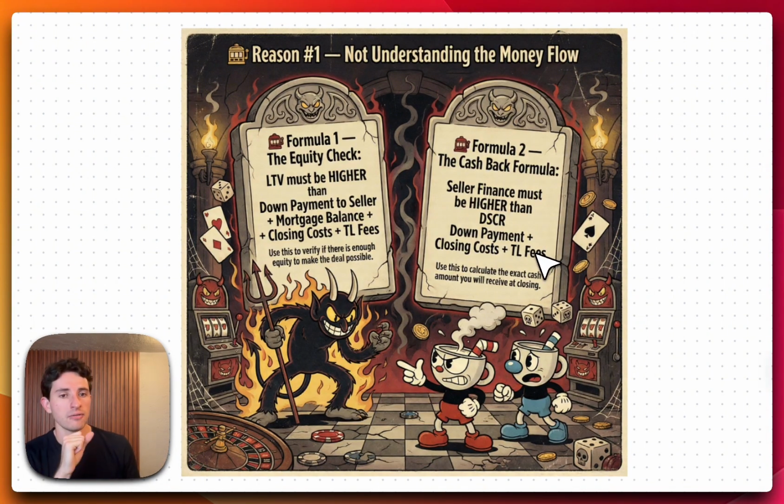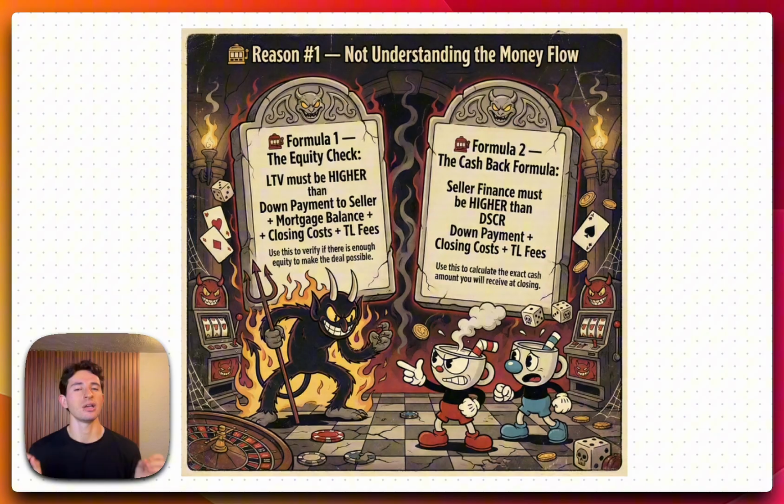And transactional lending fees, for example, right now the market is charging, for what I charge for bringing the DSCR down payment and closing costs, I charge 2.5% of that amount. So the difference between the seller finance and all these three things is going to be your cashback at closing.